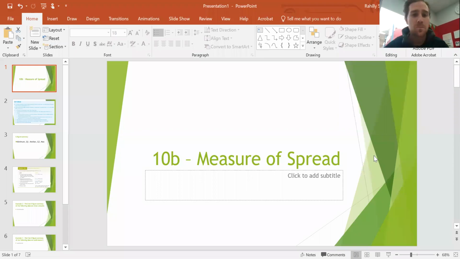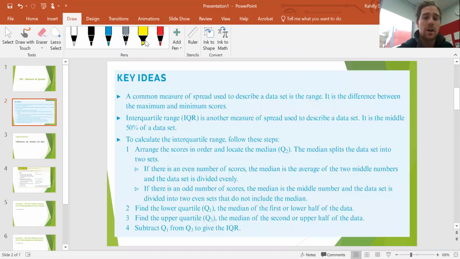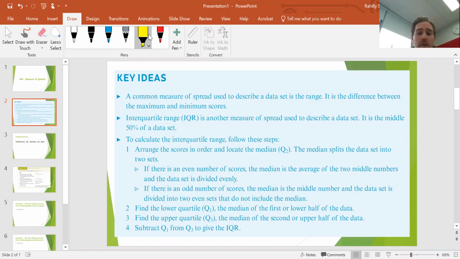Hi, Year 10s. Today we're continuing on with statistics. We're looking at 10B, measure of spread. So 10B from our textbook, starting that part of the chapter today. Get you to go on to the key ideas. There's quite a few. I'll quickly go through them and then I'm going to show some examples. So we'll get straight into it.